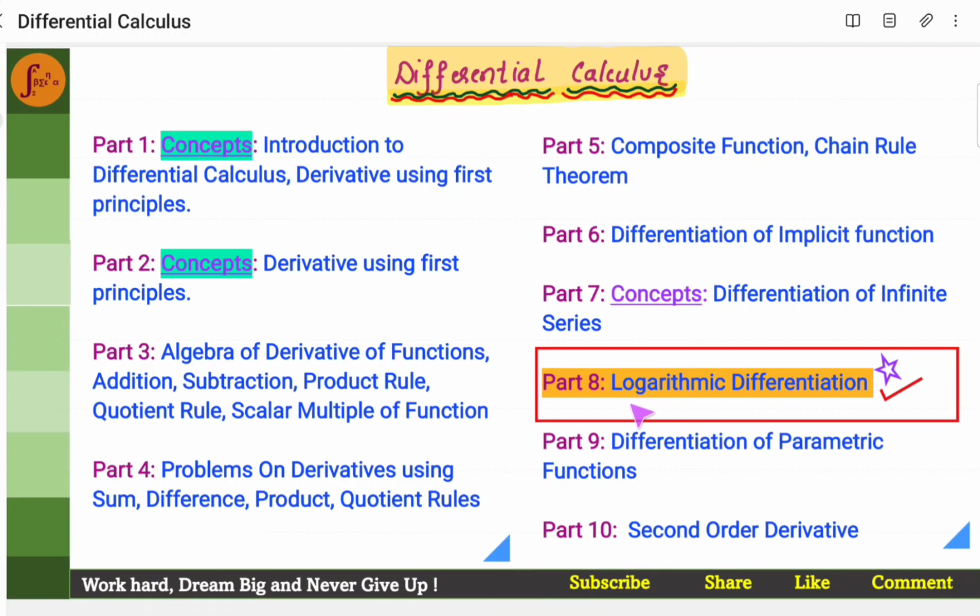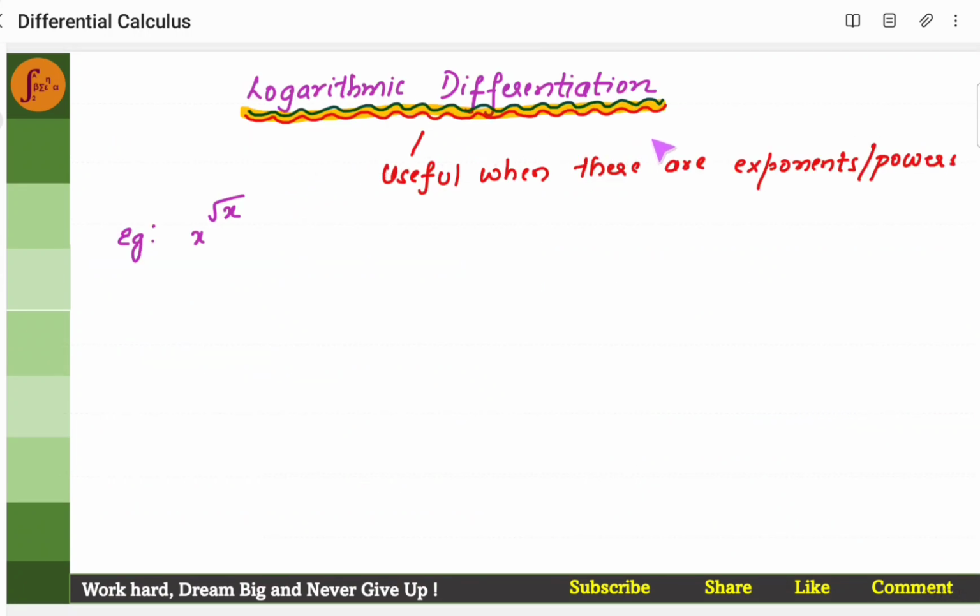Hi everyone. In this video, we'll go through a topic on logarithmic differentiation where we should be able to differentiate by applying logarithms. When do we use logarithmic differentiation? Whenever the function has powers, something like root x, root y, or e to the power x. So whenever there are exponents, we will use logarithmic differentiation.